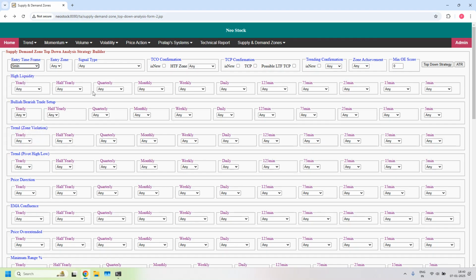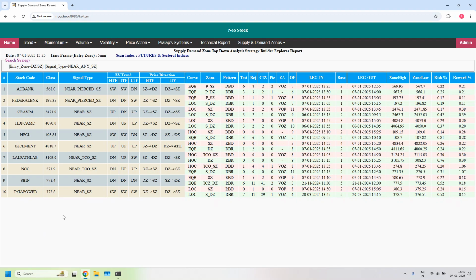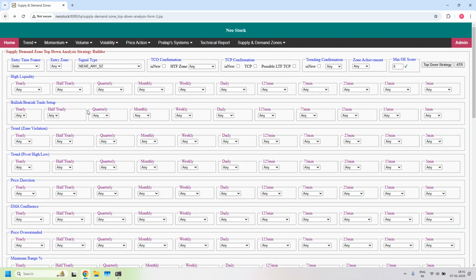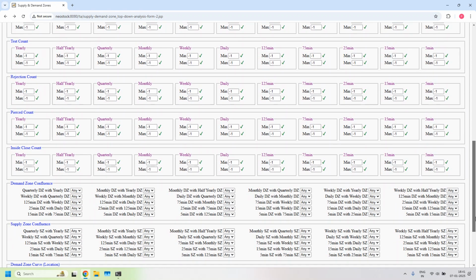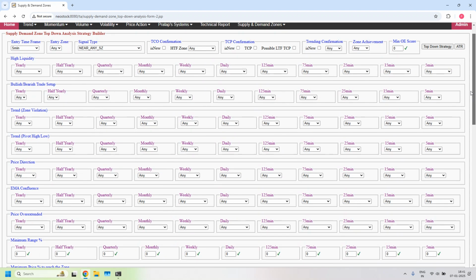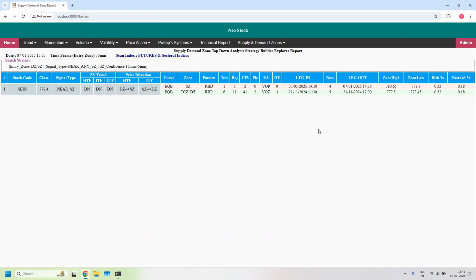So next, 5 minutes time frame, stocks near 5 minutes supply zone. We got 10 stocks. Let's verify how many of these supply zones are having ITF confluence. That is 5 minute supply zone with 15 minute supply zone confluence. I am enabling the filter. So only 1 stock is filtered. So this 5 minute supply zone is part of the 15 minute supply zone. So this is about stocks near demand and supply zones for different time frames.